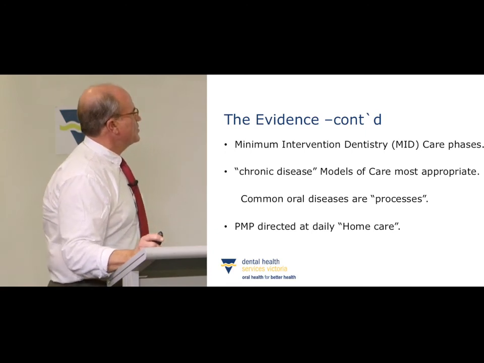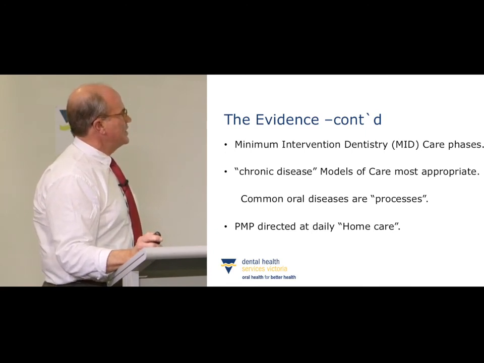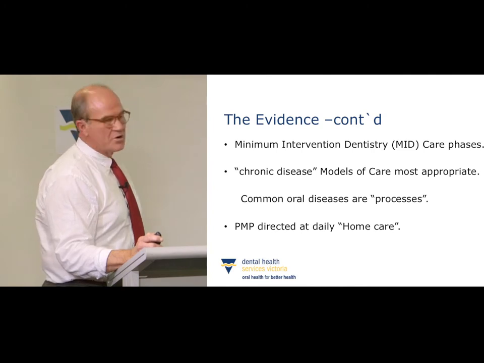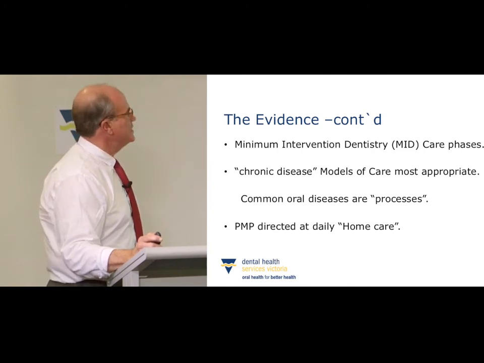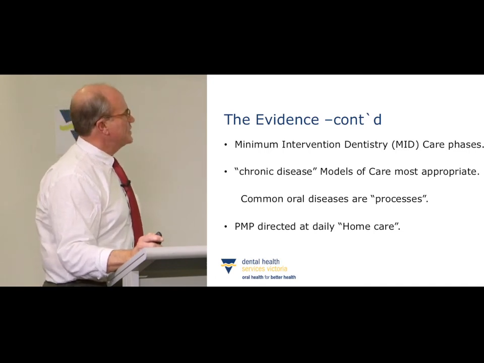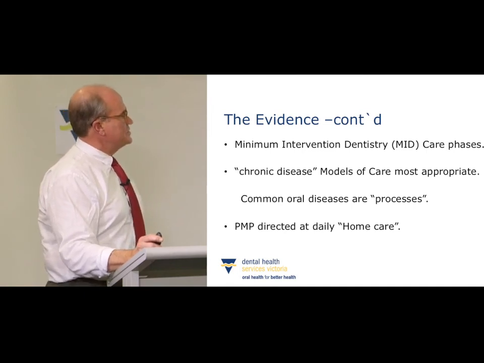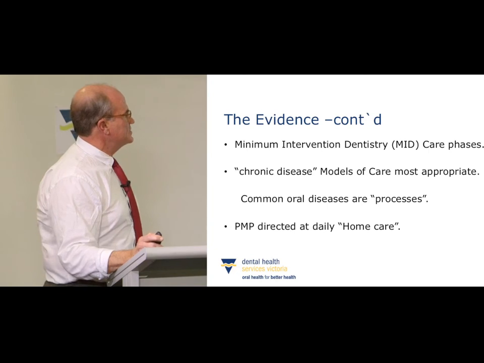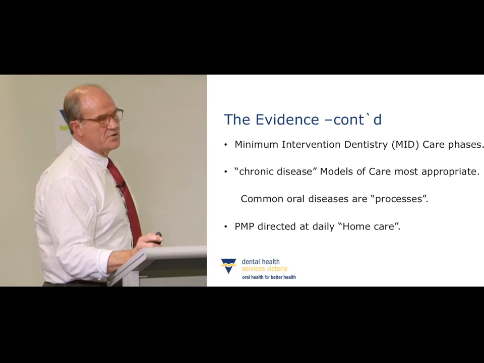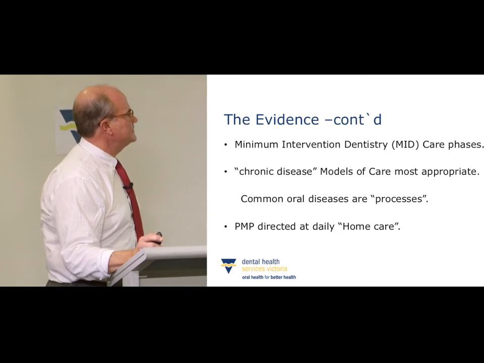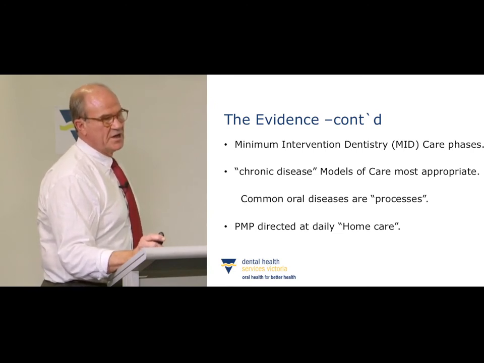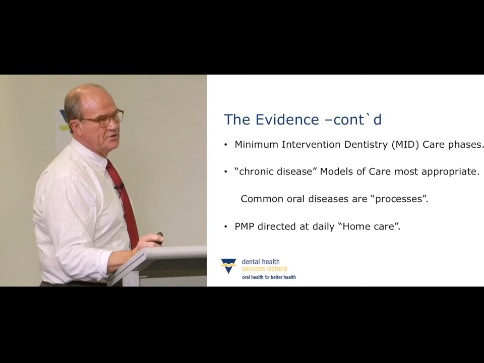So we're looking at chronic disease models of care as the most appropriate. We're not looking at acute, and we're not looking at a model of care for hip replacement or knee replacement, as I said. We're looking at chronic disease management models of care which include individual, community and population interventions. And again, I stress common oral diseases are processes, beginning at birth, leaving us at death. They're there all the time. No one is without a level of disease. We've just got to control it and stop it going to an end point where it's going to affect your quality of life, through tooth loss or pain or suffering.